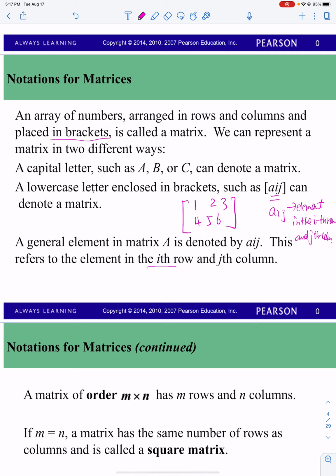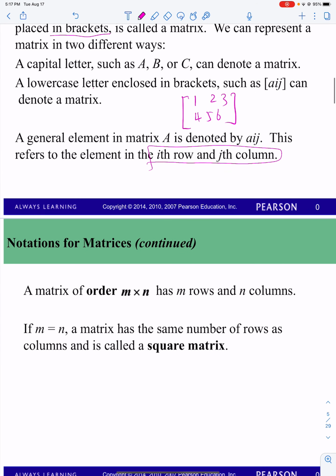So a matrix of order m multiplied by n is a matrix which has m rows and n columns. If m equals n, the matrix has the same number of rows as columns, and it is called a square matrix.